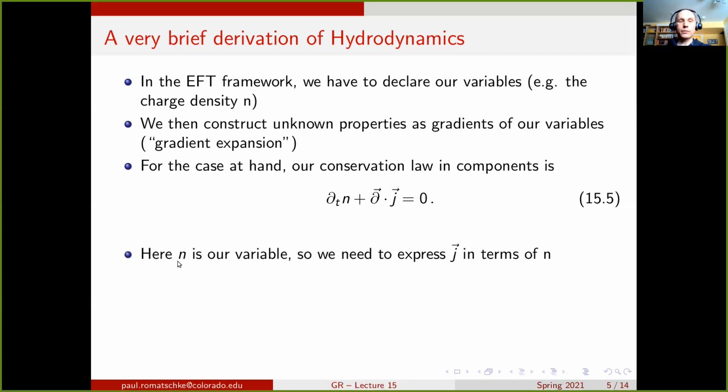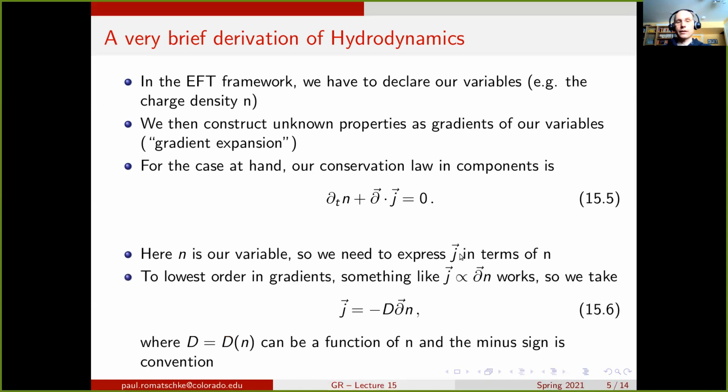So n here is our variable, so we want to express the current density j in terms of n. Since j is a vector, something like vector j is the gradient of n will work. So we can take vector j to be some function, in principle D, that can depend on n itself, times the gradient of n. And I have introduced a minus sign here, which is pure convention. I could have absorbed it in this function D, but with the minus sign, it turns out that the corresponding equation for the evolution of n will look more familiar.